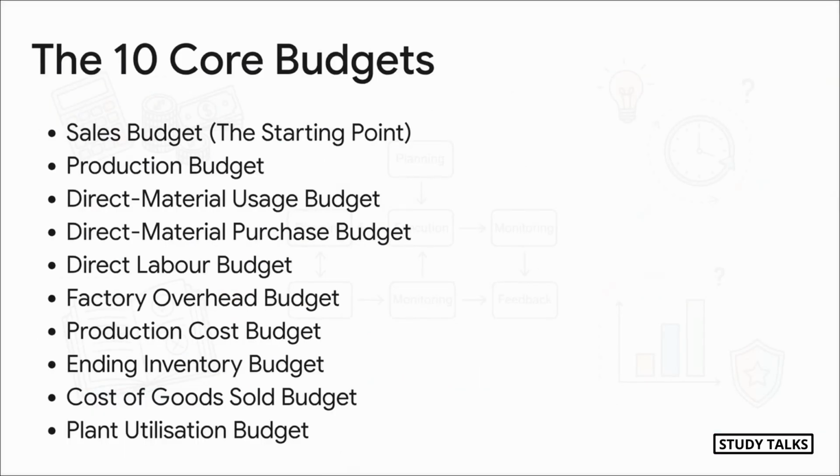Now, the king of all budgets is the sales budget. Everything starts here. Think of it like the first domino. Once you figure out how much you expect to sell, that decision sets off a chain reaction. It tells you how much you need to produce, right? That's your production budget. And that tells you how much material to buy, how many labor hours you'll need, and what your overheads will be. It all flows logically from that one single starting point, the sales forecast.